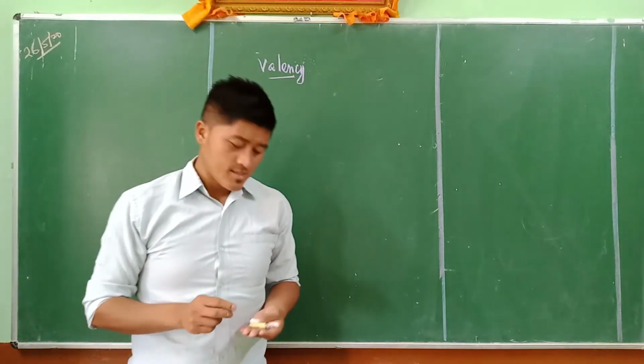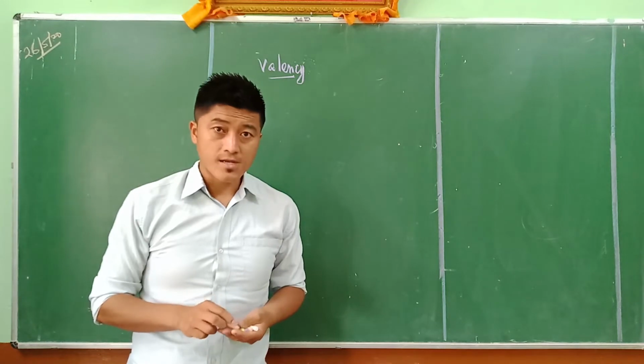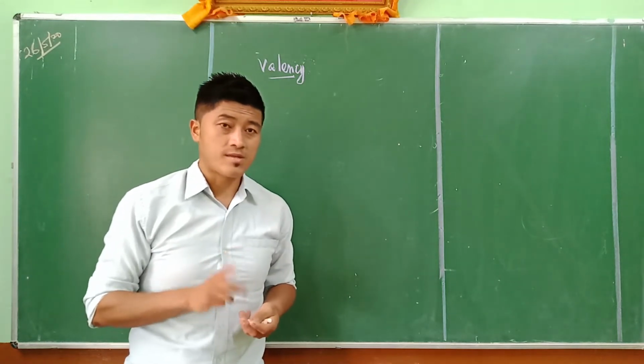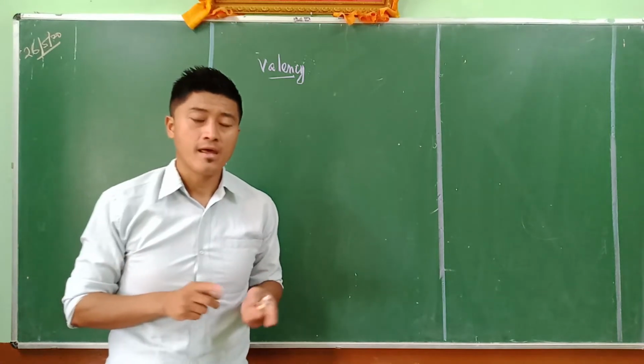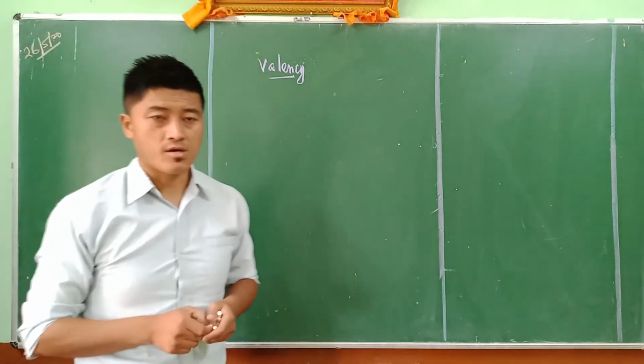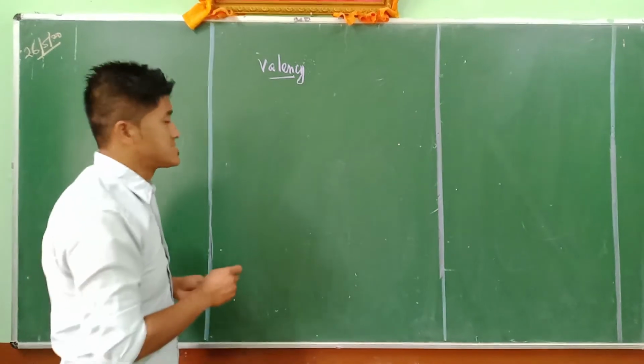Hello everyone. So in the last session we talked about ions, with the two types being cation and anion. Now we are going to move forward with valency.